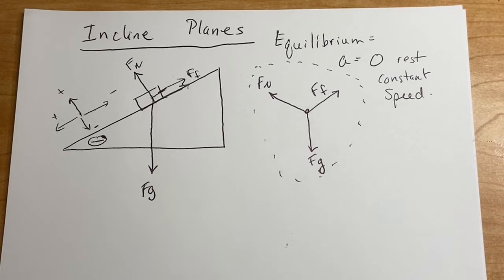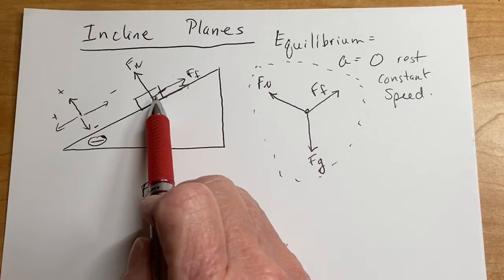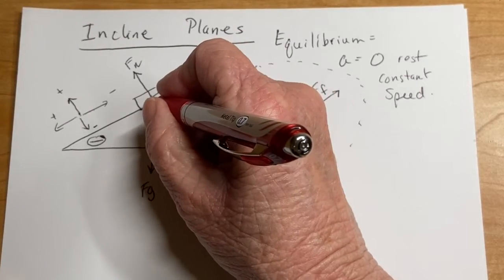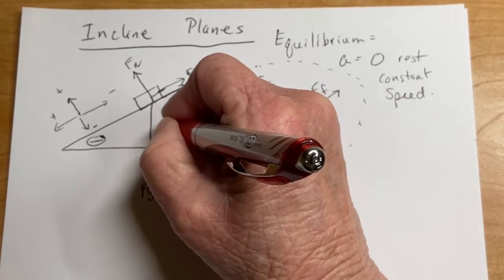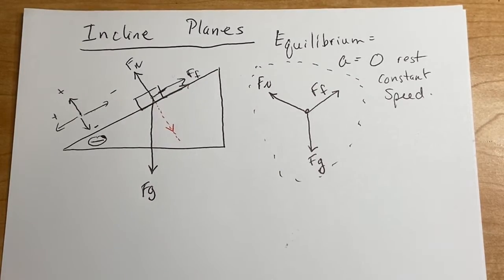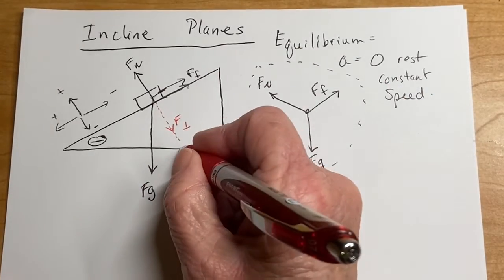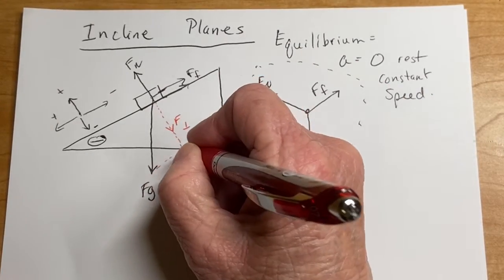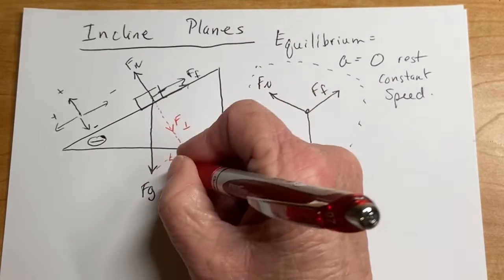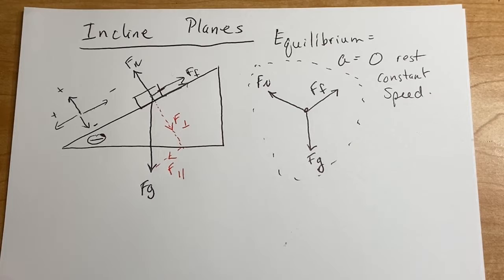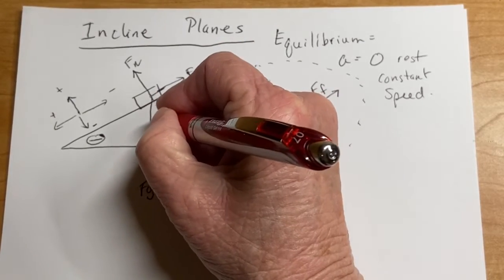The part that gets people is what's making it go down. So you have friction holding it up. The normal force is the surface pushing. There is a part of the object's weight that pushes down on the surface. Call this F perpendicular. And there's a part of the weight that's being pulled down. We call this F parallel. And then we notice there's a theta here.